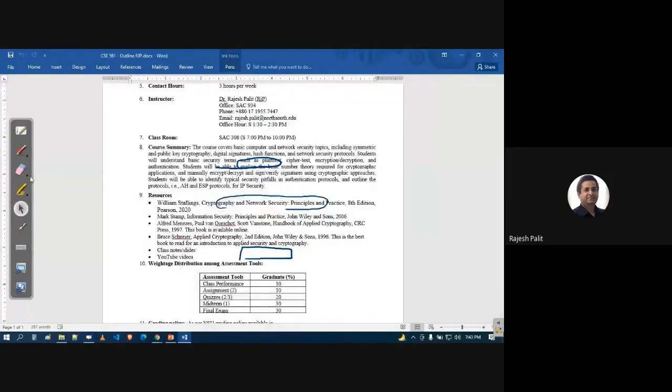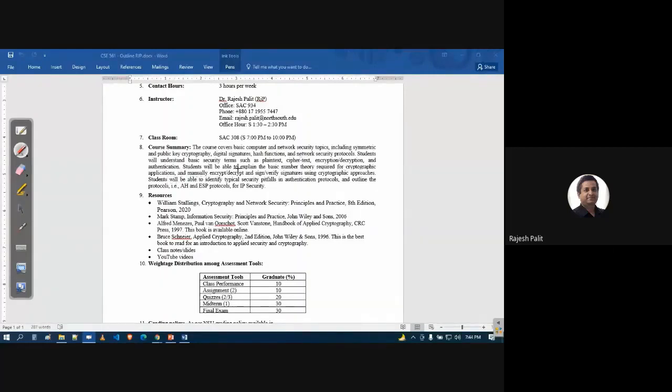Course summary. The course covers basic computer and network security topics, including symmetric and public key cryptography. So we'll learn what symmetric key cryptography and public key cryptography are, digital signatures, hash functions, and network security protocols. Also some terms used in cryptography or network security, such as plain text, cipher text, encryption and decryption techniques, and authentication algorithms.